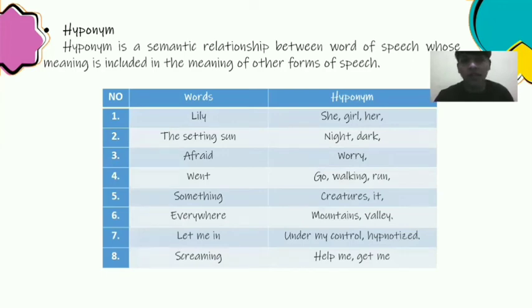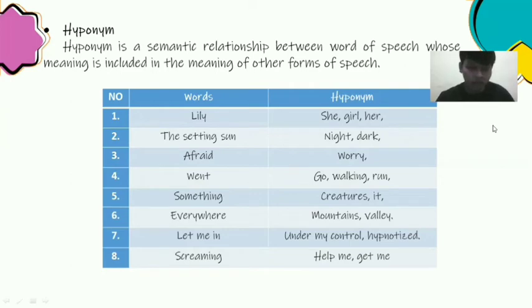hyponym. Hyponym is a semantic relationship between words, where the meaning is included in the meaning of other forms of speech. So here for the hyponym, I found 8 words. I will read it for you. Lily has a relation with the words she, girl, and her in the song lyrics. Okay, and then the setting sun has a relation in meaning with the night and dark. And then afraid, the hyponym is worry, and when, the hyponym is go, walking and run.